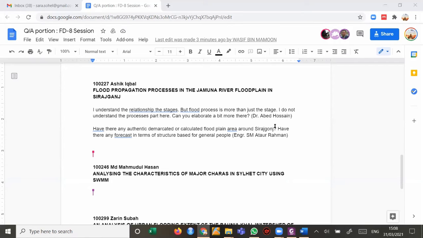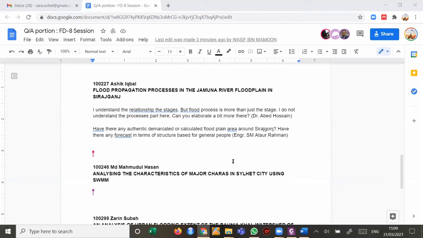I can see that we have two questions. I understand the relationship of the stages, but the flood process is more than just the stage. I do not understand the process part here. Can you elaborate a bit more in this regard?